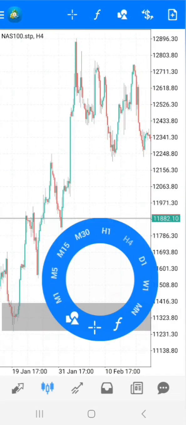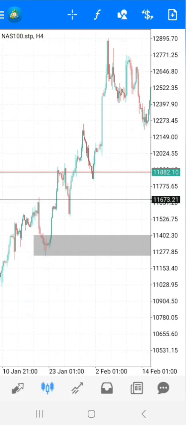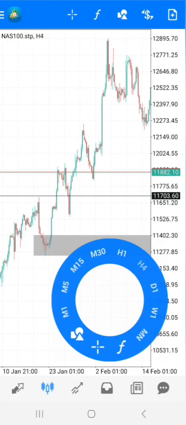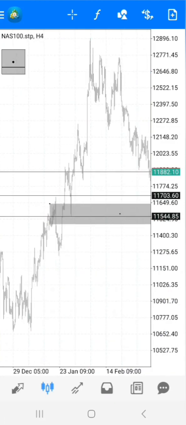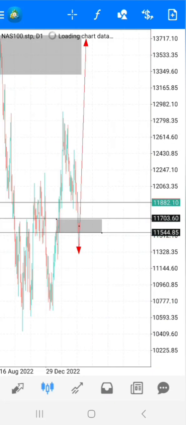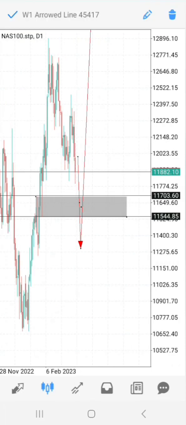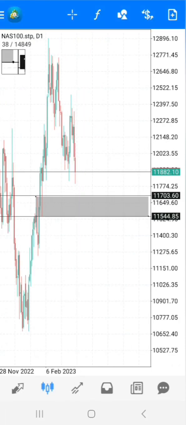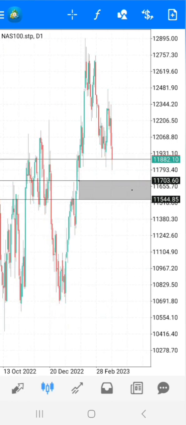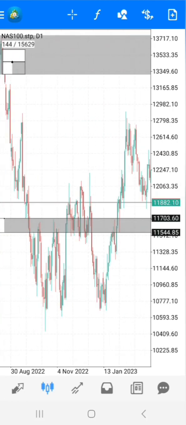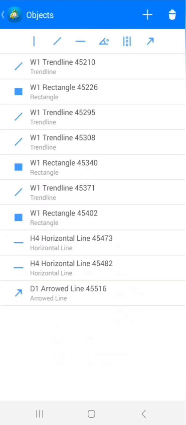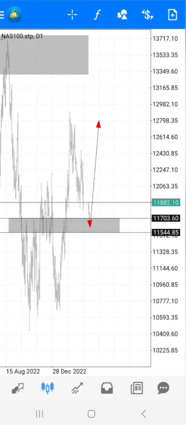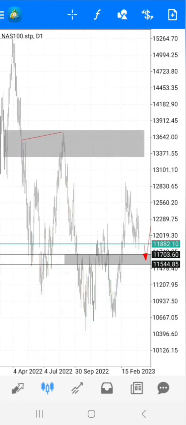Scaling down to H4, I also see this fresh demand over here, where price has potential to make a rejection in the zone. This zone is a good zone too because it's next to significant support and resistance, as you can see on the left. So price has the potential to drop in the zone and then shoot up and make new highs.